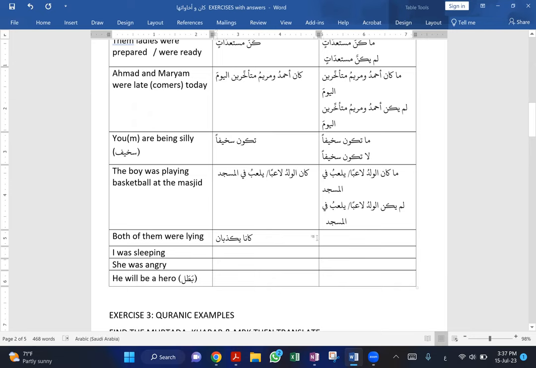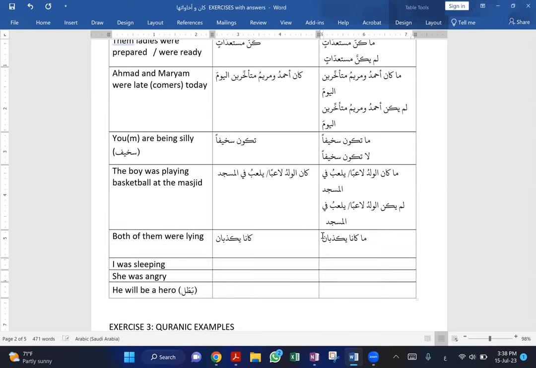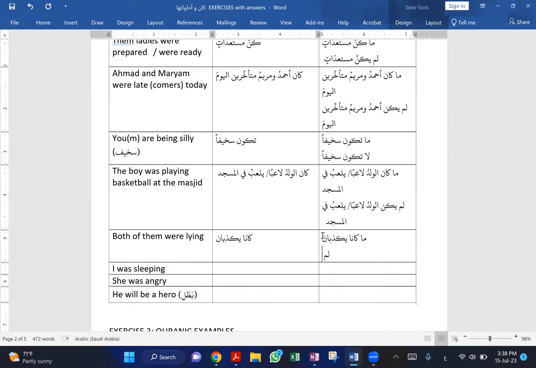Ma kana? Yes. Ma kana yakdhibani? Kana. Because now there are two people, you have to make sure you prolong the na. Yeah, ma kana yakdhibani. Yeah, because the second part is a fi'l, nothing really changes with it. So ma kana yakdhibani, or lam yakun, yes, lam yakun, the sukun there, lam yakun yakdhibani.